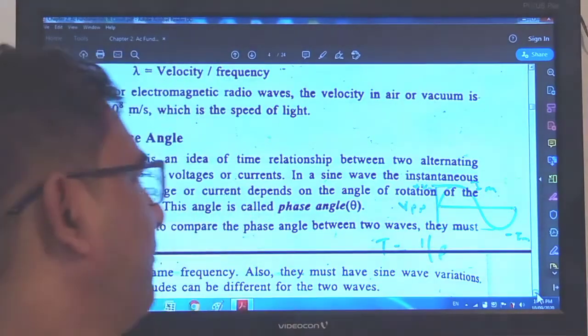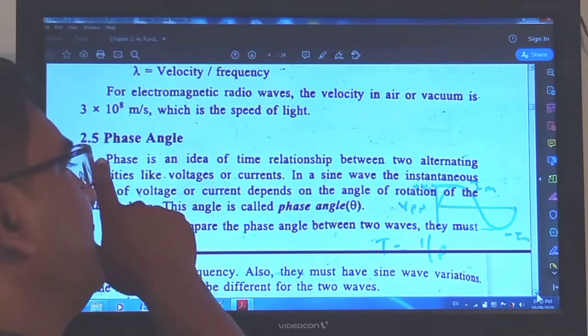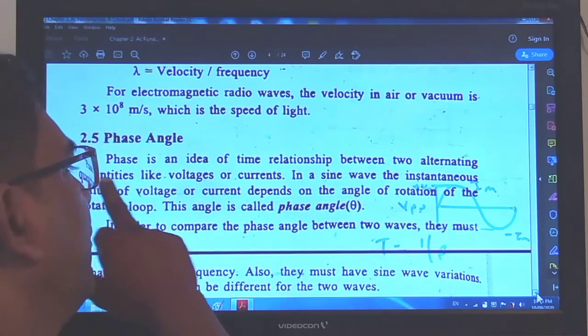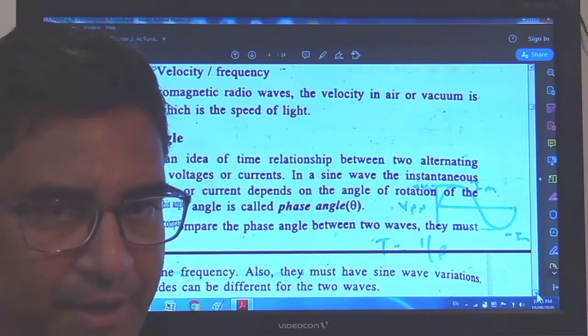Then comes the phase angle. The phase angle is an idea of the time relation between two alternating quantities like voltage or current.